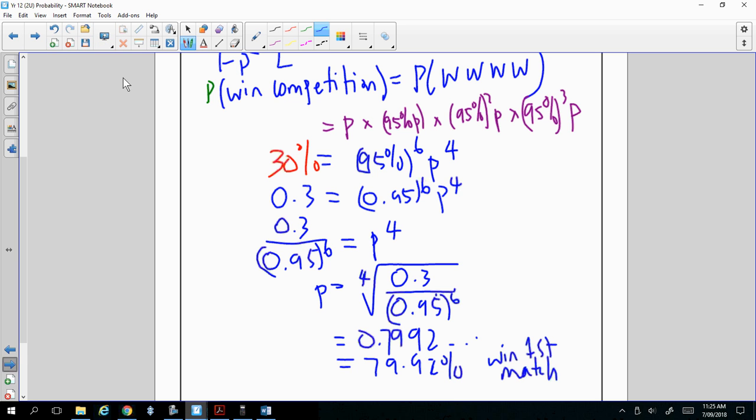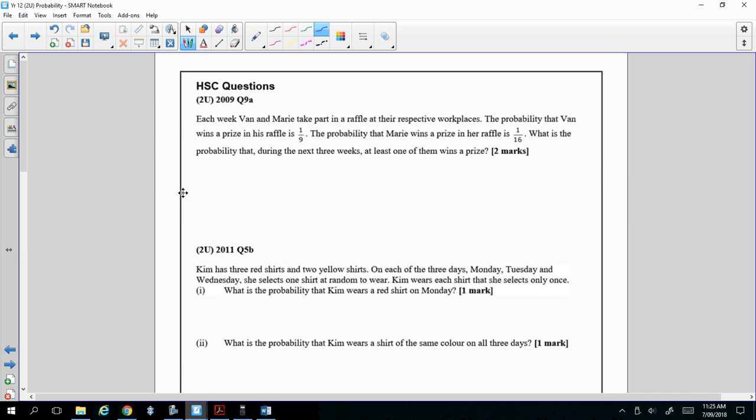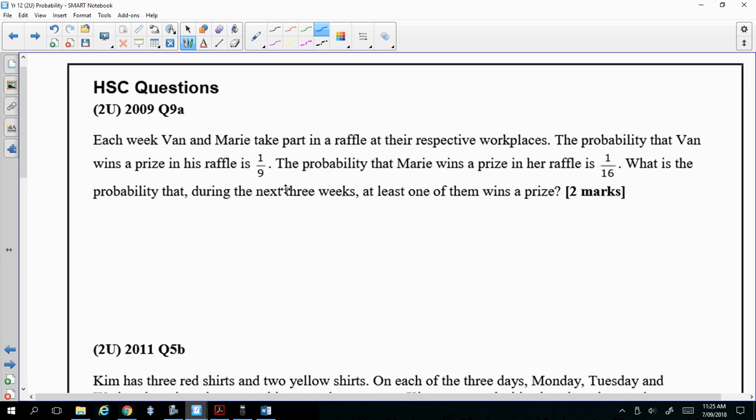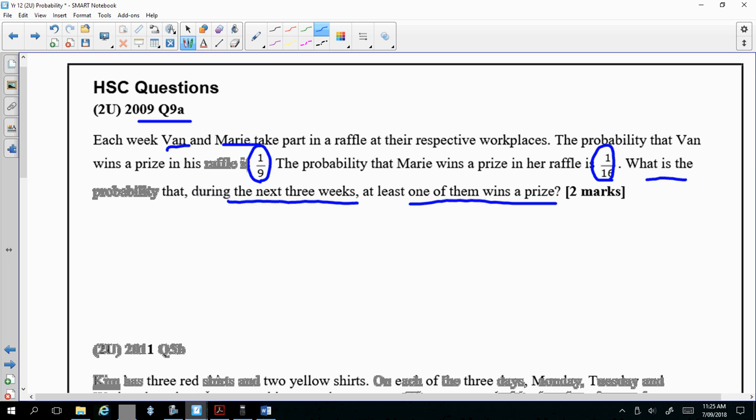Let's look at this one. See if you can solve it. It's asked in the second last question of the exam paper, 2009, question 9A. Each week, Van and Marie take part in a raffle at their respective workplaces. The probability that Van wins a prize in his raffle is 1 over 9. The probability that Marie wins a prize is 1 over 16. What is the probability that during the next 3 weeks, at least one of them wins a prize? So it's a 2 mark question. Have a think. What would you do?